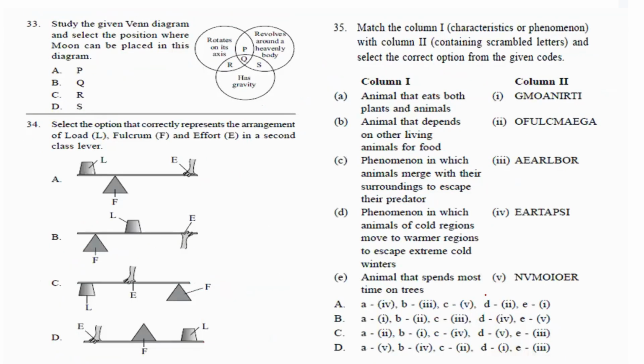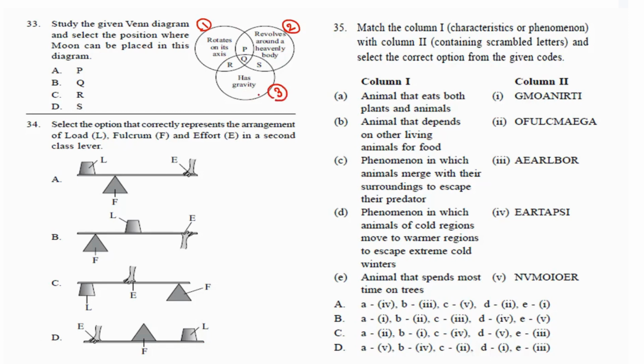Coming to question number 33. In question number 33, there is a Venn diagram and it is said that we have to select the position where the moon can be placed in the diagram. So let's see. In this Venn diagram, in circle number 1, it is said it rotates on its axis. In circle number 2, it is written it revolves around a heavenly body. And in circle number 3, it is given has gravity.